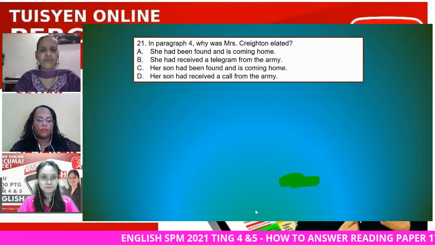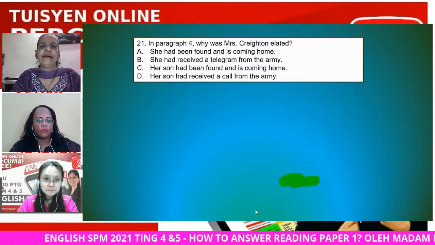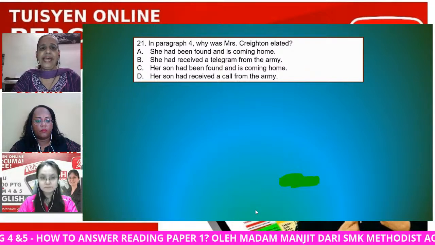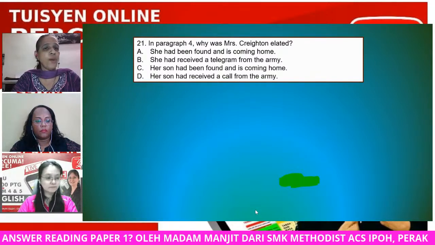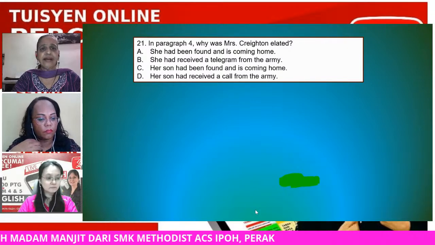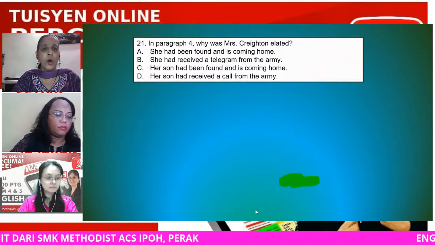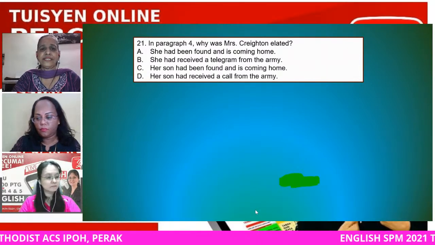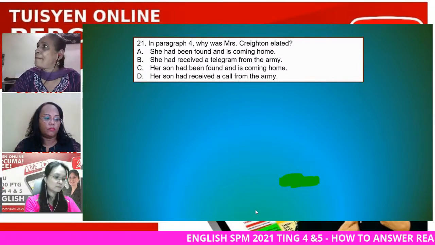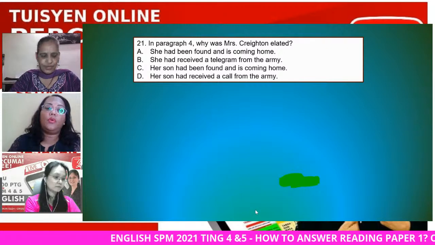Okay, in paragraph 4, why was Mrs. Clinton elated? Just now you all asked the meaning of elated. A, she had been found and is coming home. B, she had received a telegram from the army. C, her son had been found and is coming home. D, her son had received a call from the army. So come on, students, you answer faster. 21, everyone?